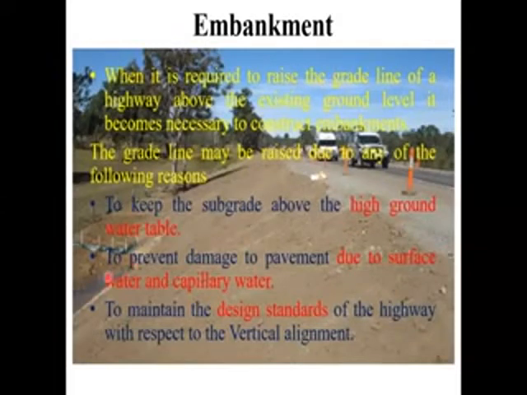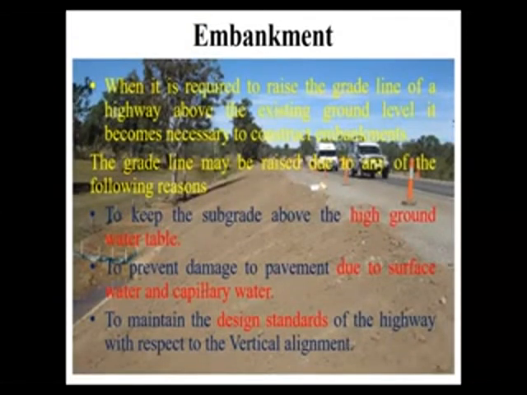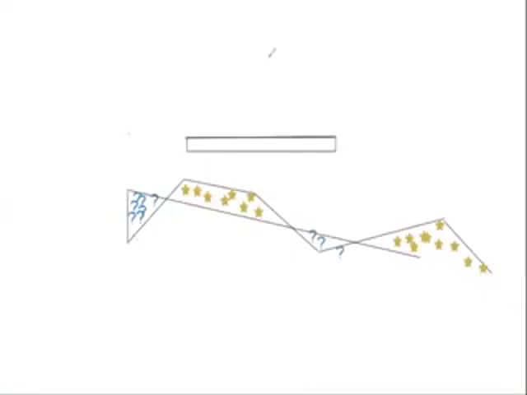That is to keep the subgrade above the high groundwater table. Next, to prevent damage to the pavement due to the surface water and capillary water. You know capillary water; in BGT or in AGT you have studied this capillary water. Anyway, I will show what that capillary water is.